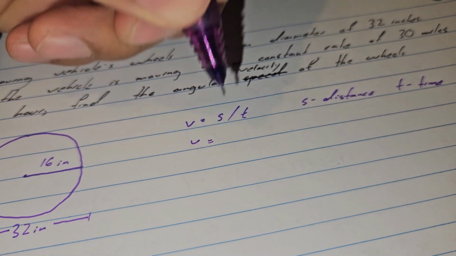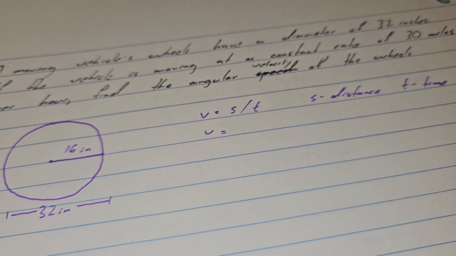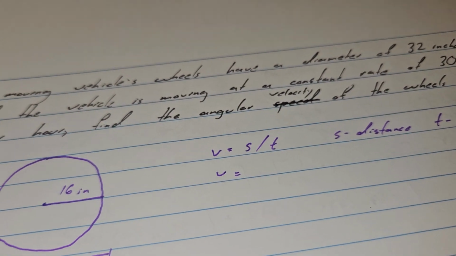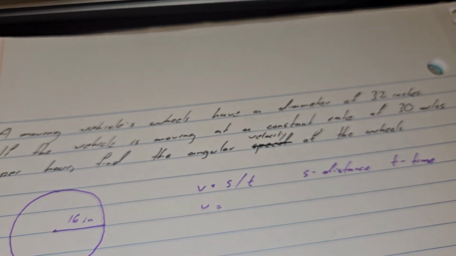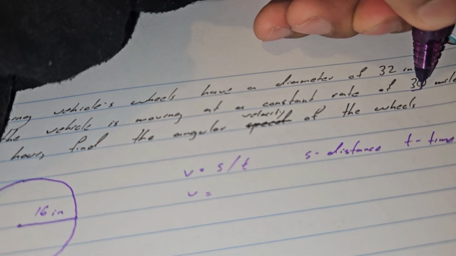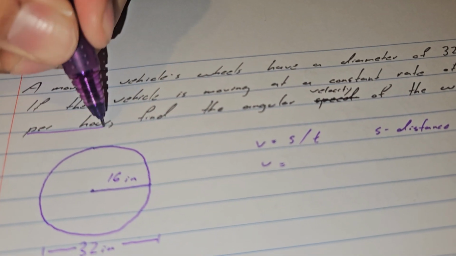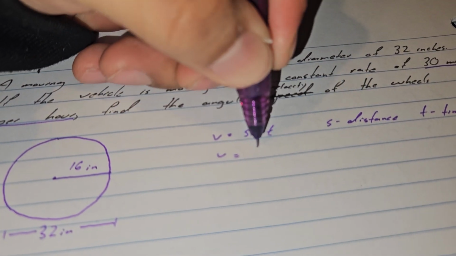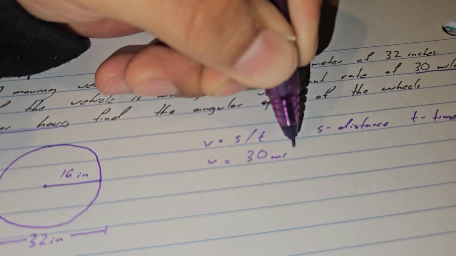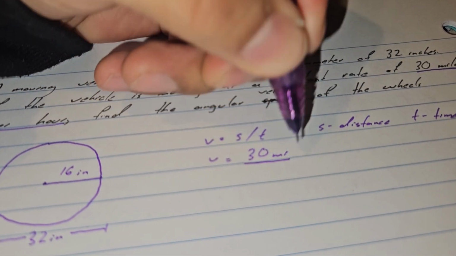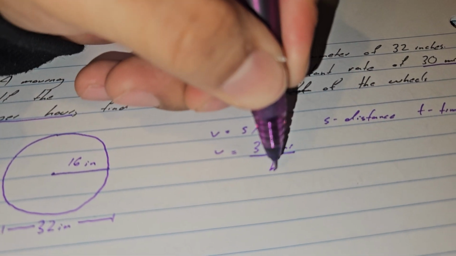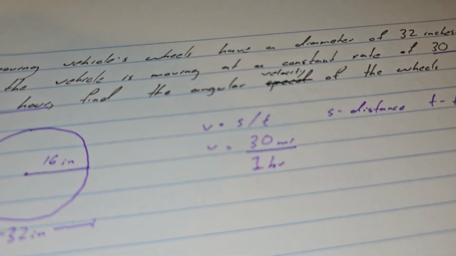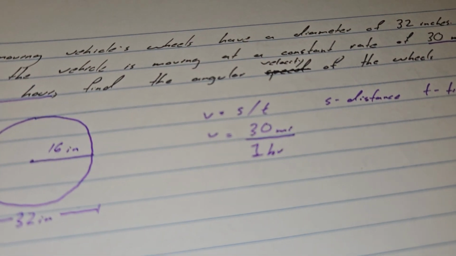So if we see this problem right now, we are given the linear velocity. And what is our linear velocity? Our linear velocity is 30 miles per hour. So distance is 30 miles over time, our time is hours. 1 hour. Let's put a 1 right here. You don't have to, but let's just put a 1 right here just to make it a little bit clearer.